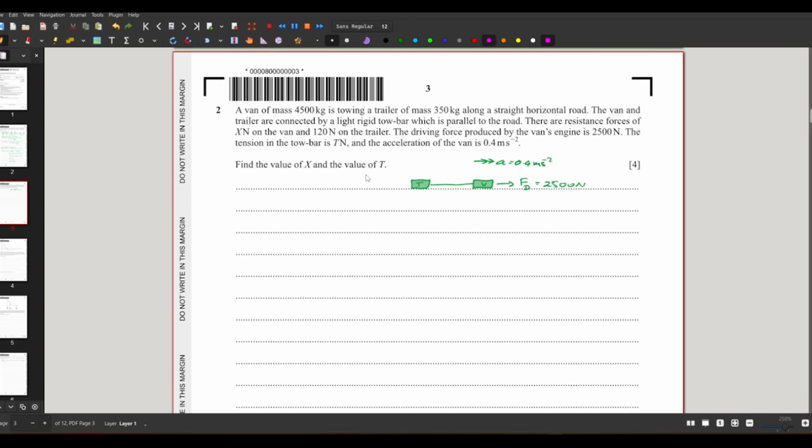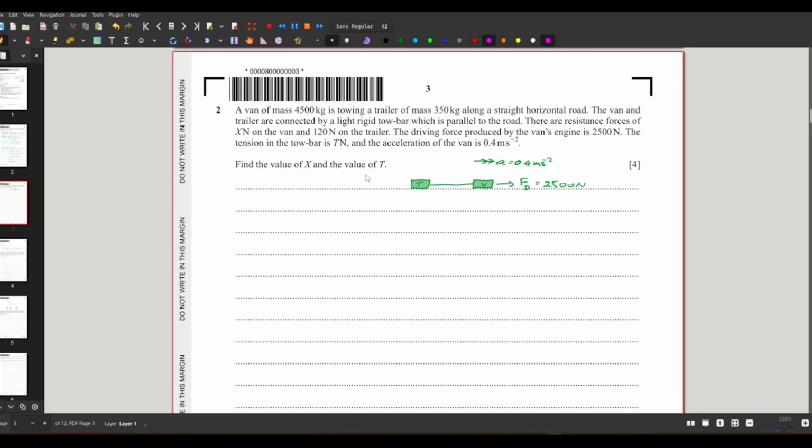And okay, so we will have here a tension. So let's indicate it as T. And what else? The resistance or the friction force on the trailer is 120 newtons, and on the van it is X newtons.